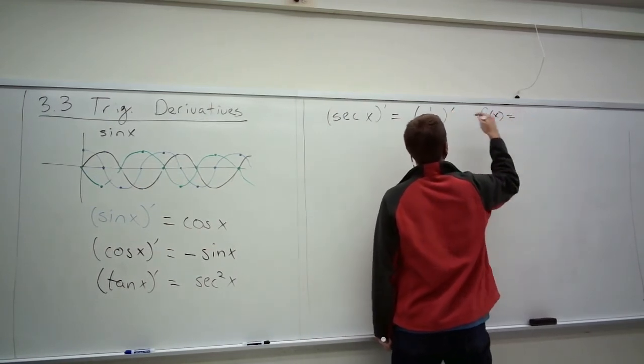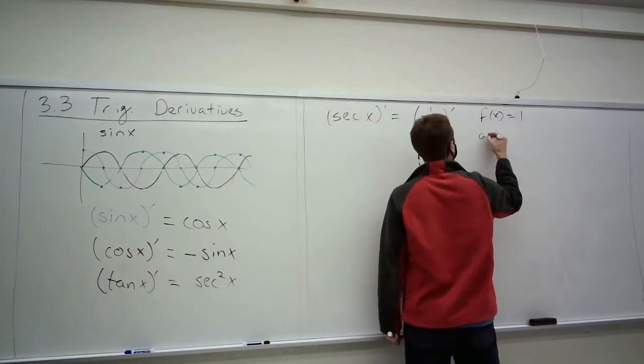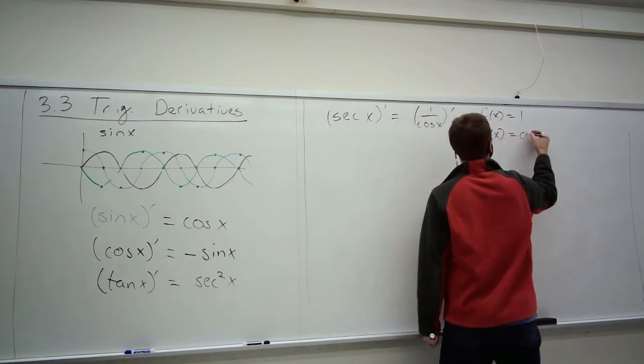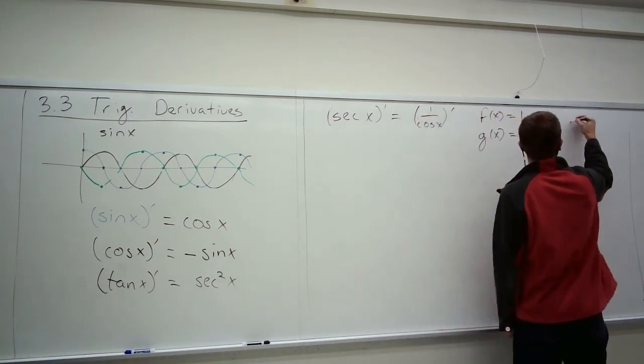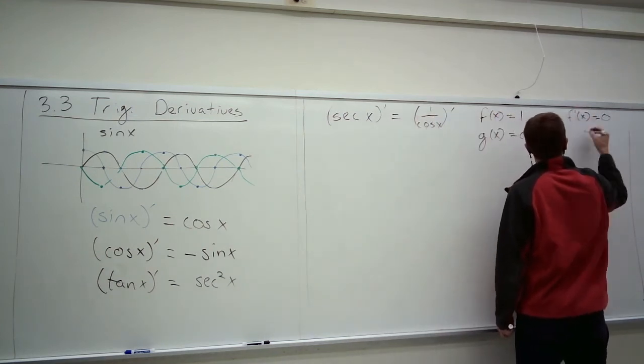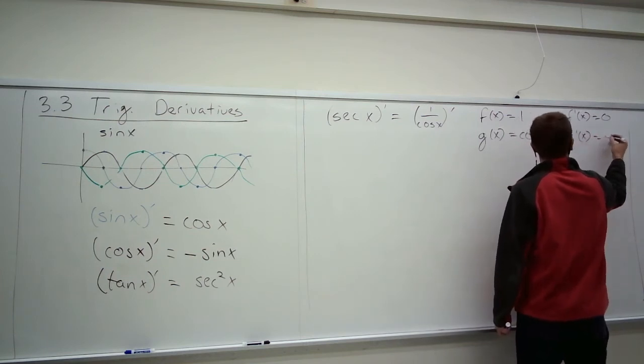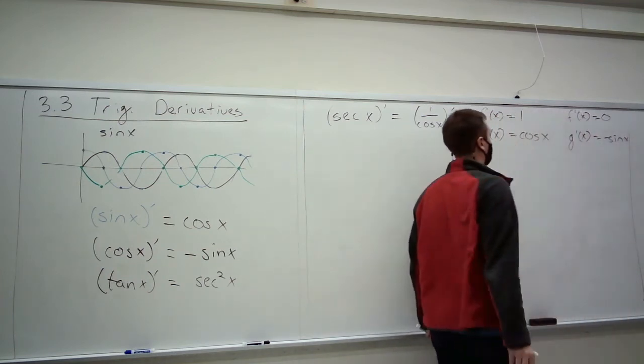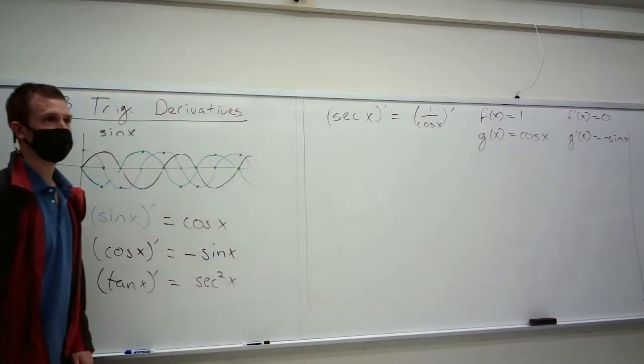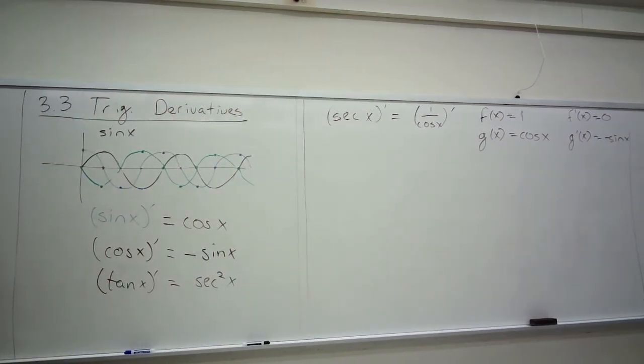F of x is the nice simple case of 1. G of x is cosine of x. F prime of x, 0 obviously. G prime of x, negative sine of x. This all just builds on itself, doesn't it? This just keeps going.